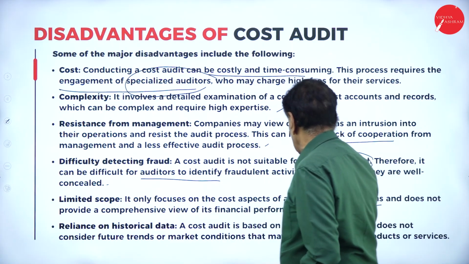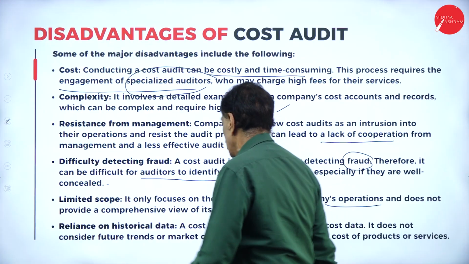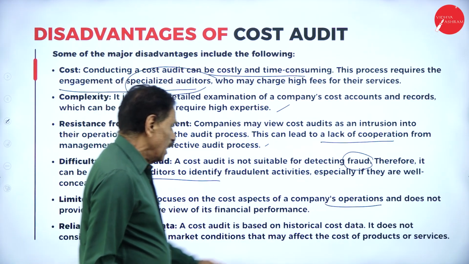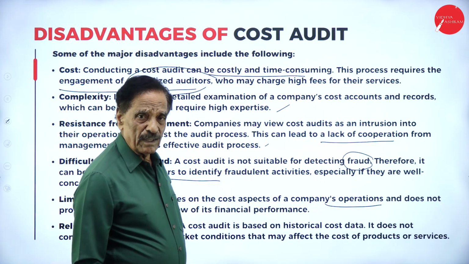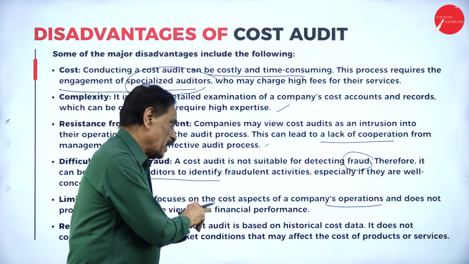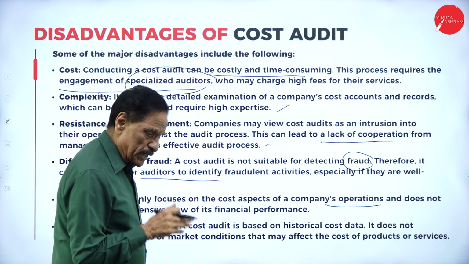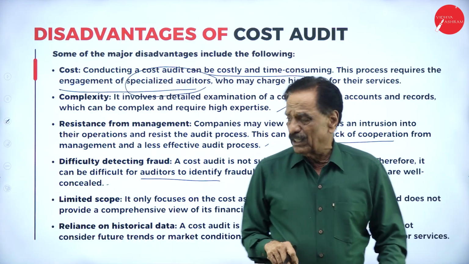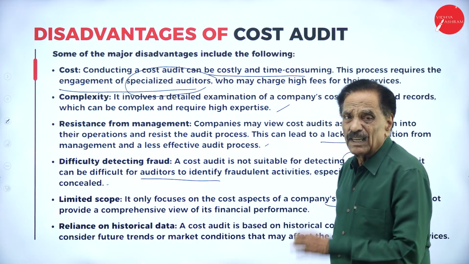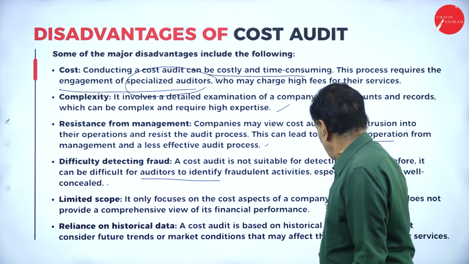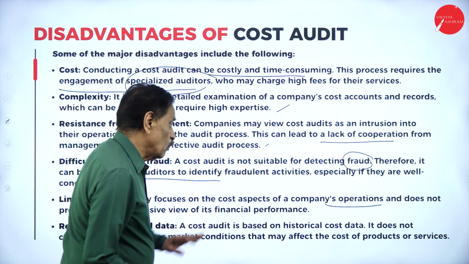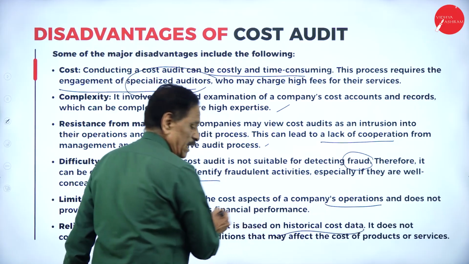A cost audit is based on historical cost data. It does not consider future trends or market conditions that may affect the cost of a product or service. A cost record is always based on old records, historical data, but today all records go against future trends and market conditions that may affect the cost of the product or services. So it is based only on historical cost data.